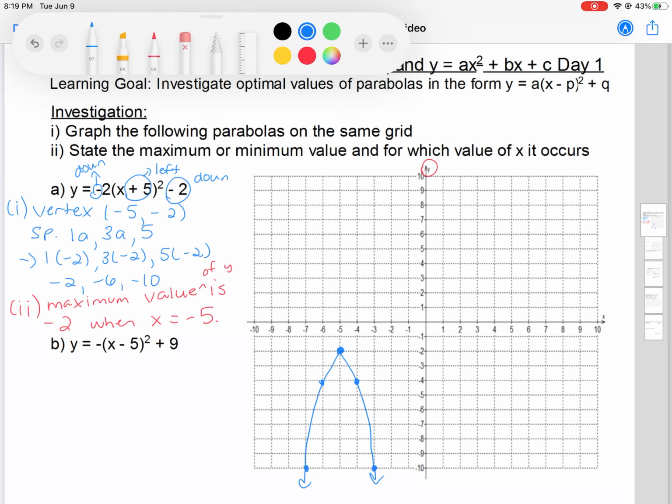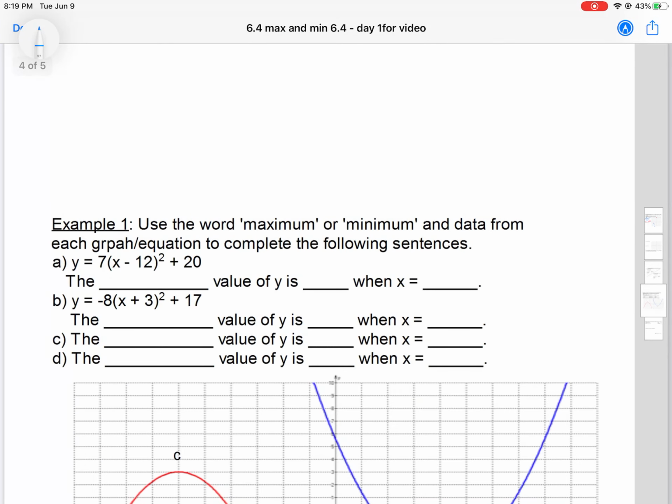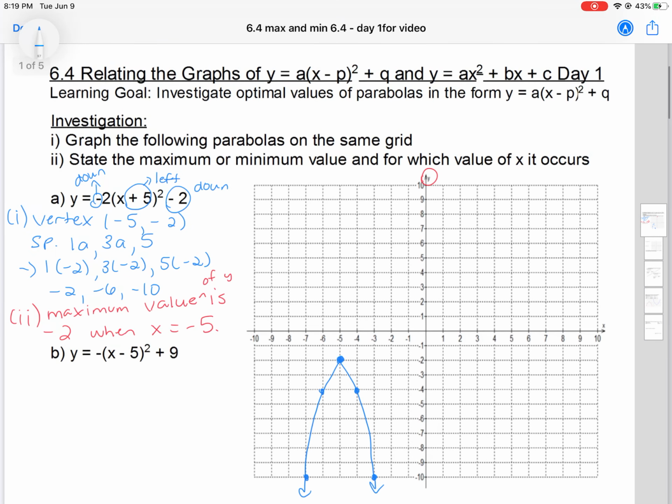But it's going to be basically the same thing every single time. You're always going to say, if you look later on in the lesson, the maximum or minimum value of y is something when x is something. We're going to frame that answer the same way every single time. Okay, so let's do the same thing.